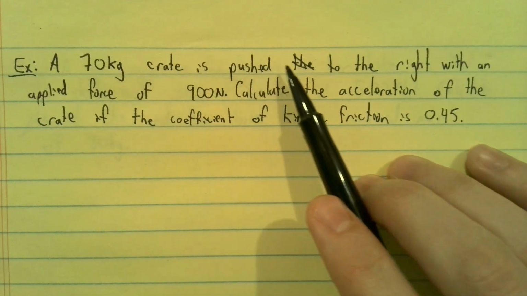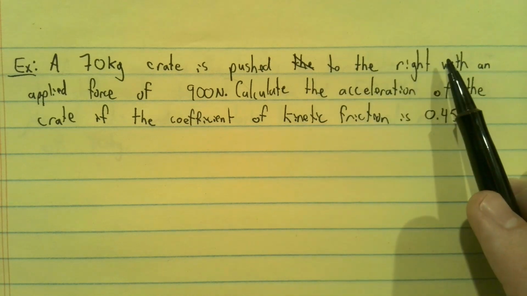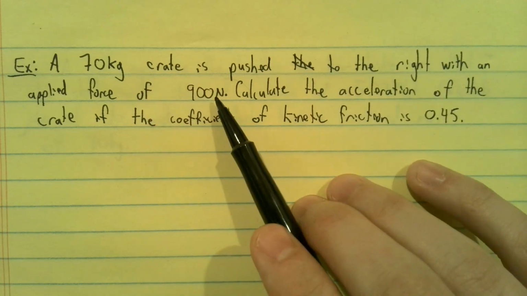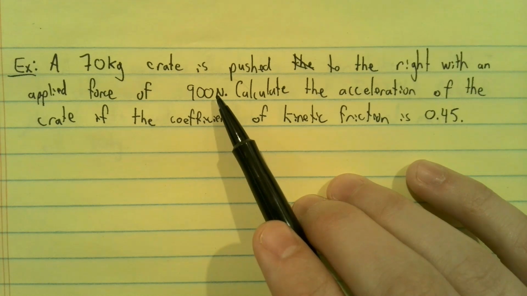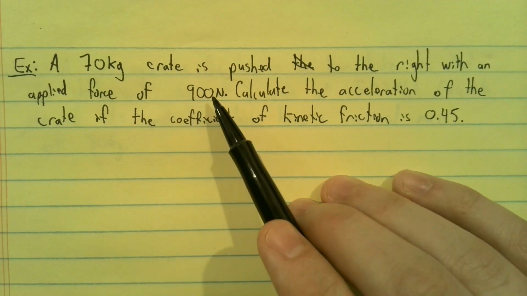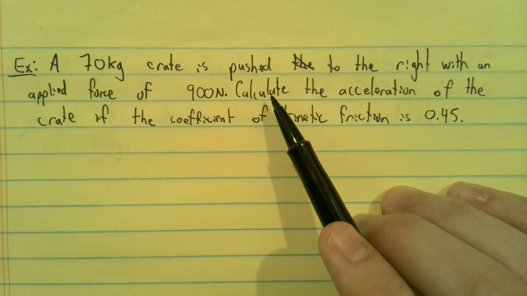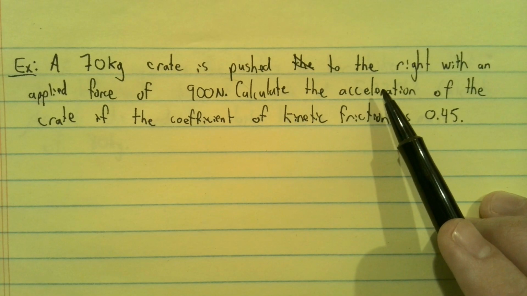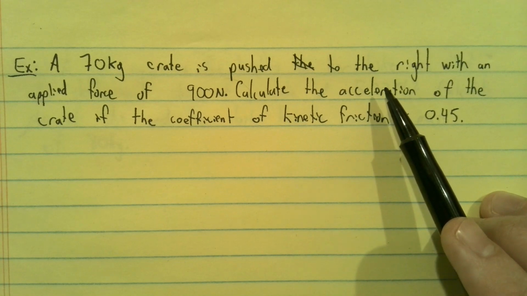It's being pushed rightward with an applied force of 900. So that implies that our applied force points to the right, and also the crate is going to move to the right. We're going to calculate a, lowercase a, the acceleration of the crate.